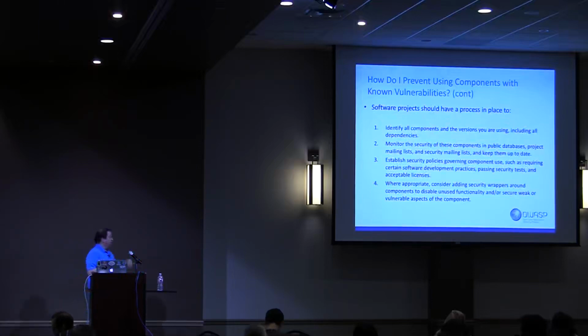Software projects should have these things in place. You should be able to identify all components and the versions you're using, including all dependencies. When we create an application, here are the things that make it up, and here are the versions.